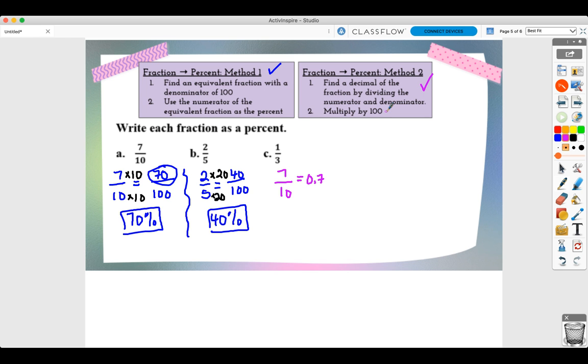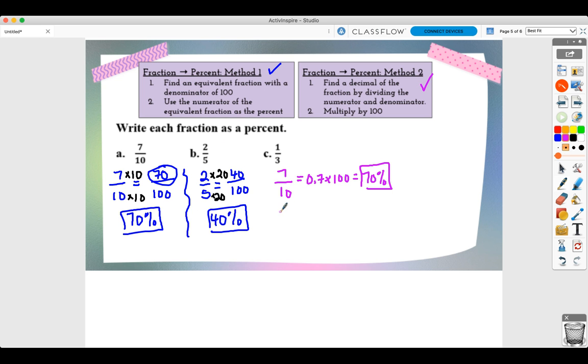Now multiply this by 100. We have the decimal form. We're trying to get it to a percent. So the way to change a decimal to a percent is by multiplying by 100. So multiply that by 100, and you're going to get 70%. And you're just moving the decimal 2 places to the right when you do that. And that was on a prior example, so this should kind of tie into everything that you've done before. So this is 70%, and it matches up to that answer here. So that's 7 over 10.